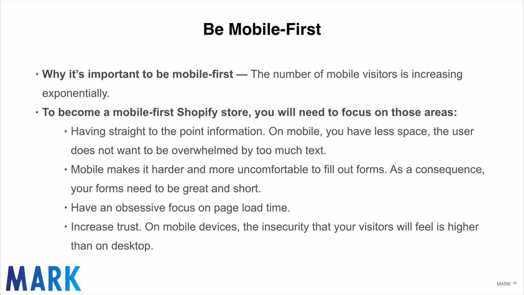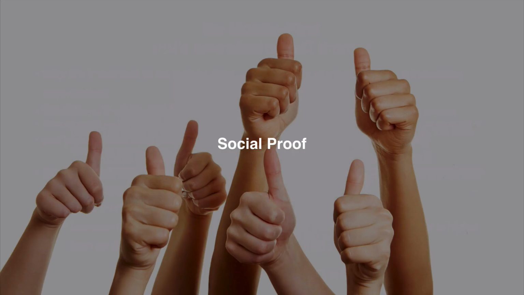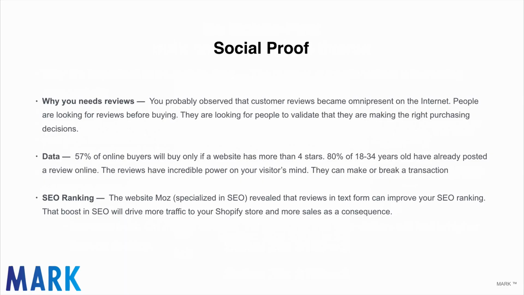Having straight to the point information, all right? You have less space on mobile, so the user does not want to be overwhelmed with too much text. Mobile makes it harder and more uncomfortable to fill out forms. So, less forms, more straight to the point information, obsessive focus on page load time, especially on mobile, and increased trust, all right? As I told you guys, the insecurity that your visitors will feel is higher than on desktop. Now, social proof. All right, social proof is also very important.